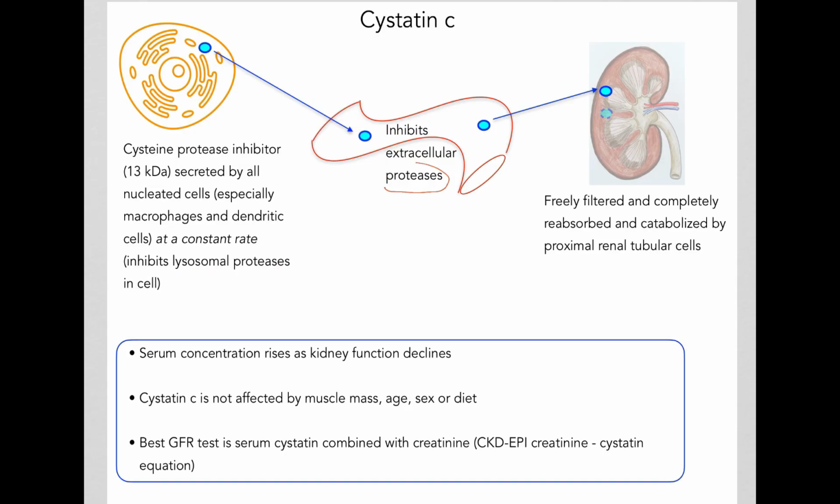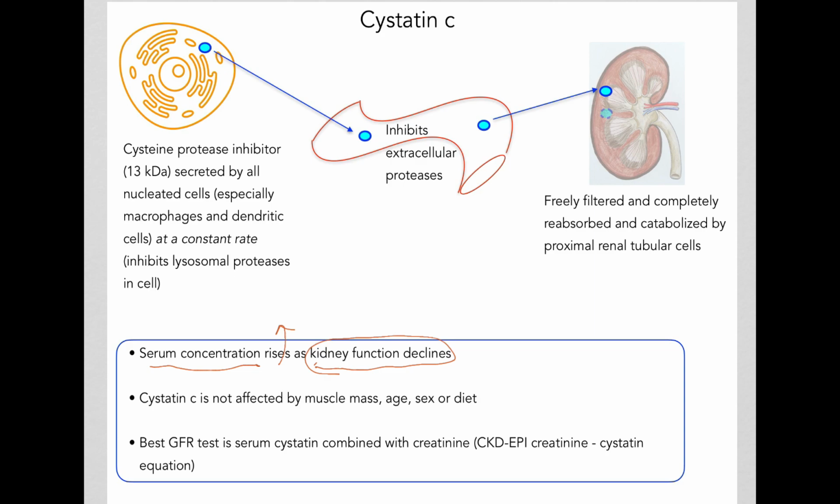Recall that proteases are basically enzymes that break down proteins. This cystatin C has a low molecular weight, 13,000. Remember the cutoff is 40,000 for filtration, so it is very freely filtered. It is completely reabsorbed and then catabolized by the proximal renal tubular cells. So just like creatinine, as the kidney function declines, the serum concentration of cystatin C rises.